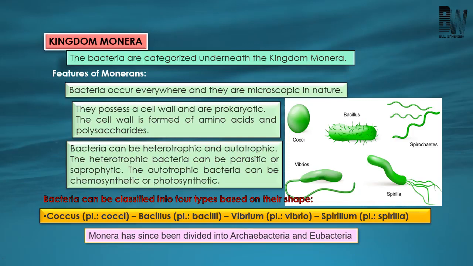And the last point is that bacteria can be divided into 2 groups. One is called archibacteria and another one is called eubacteria. And here we are going to discuss some important features of archibacteria as well as eubacteria.